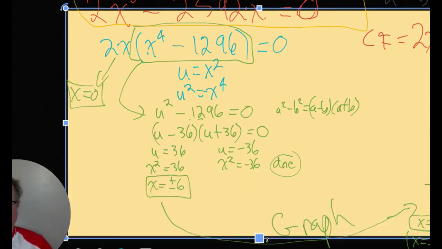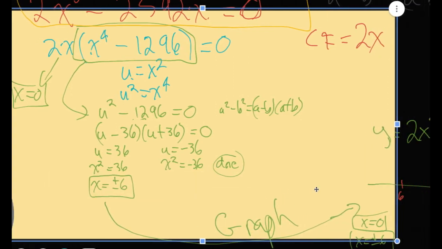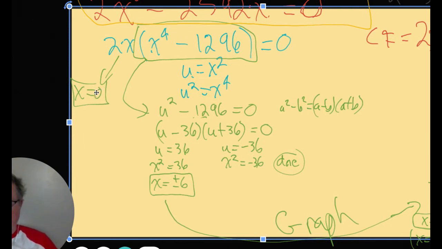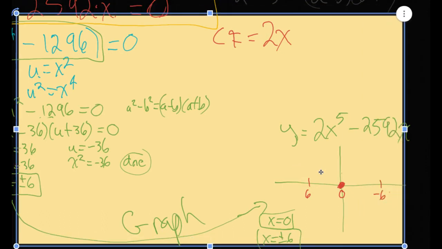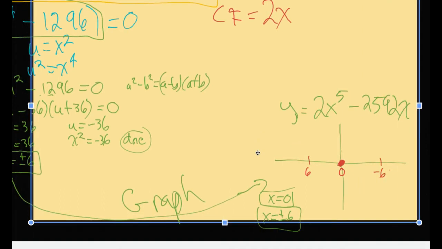Okay, so now let's go ahead and try and do some graphing. So I know the x-intercepts for this one were 0 and plus and minus 6. So let's go over here to the graph and see what it's going to look like. So the y-intercept is clearly 0, which is also the x-intercept. And it's x, so it's a single x-intercept. And those two are singles as well at negative 6. Oh, look at that. Maybe I need to learn where my negatives are on the graph.